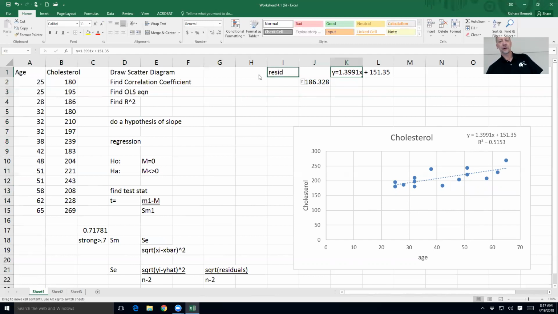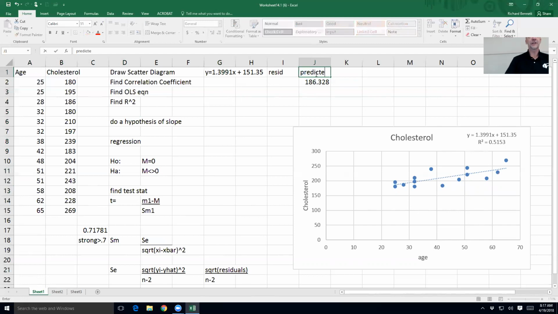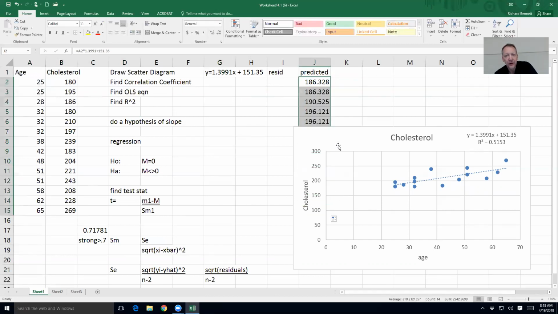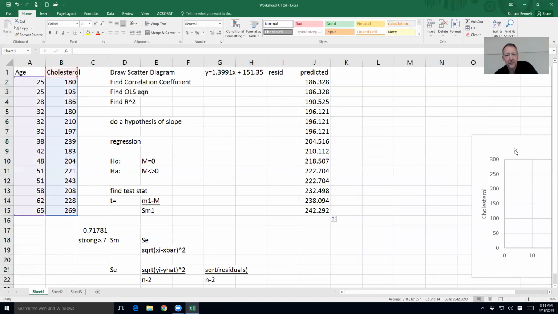Well, let's put it over here. Okay, so this is the predicted value. Essentially what we're saying is a 25-year-old person, we would predict, would have a cholesterol level based on this regression of 186. So we're going to do that for all of the data points here.